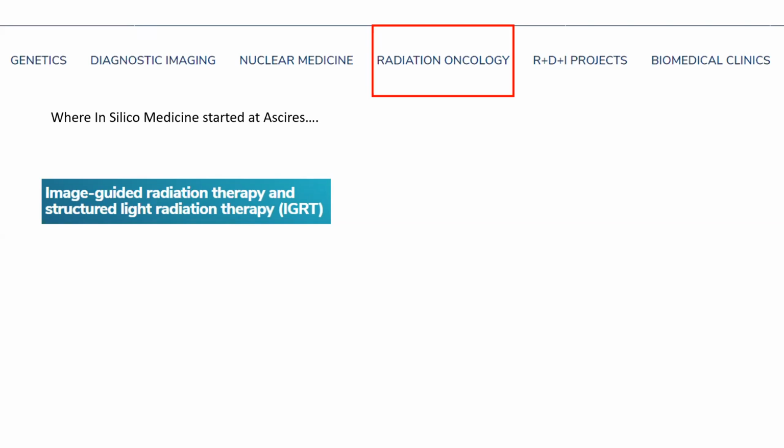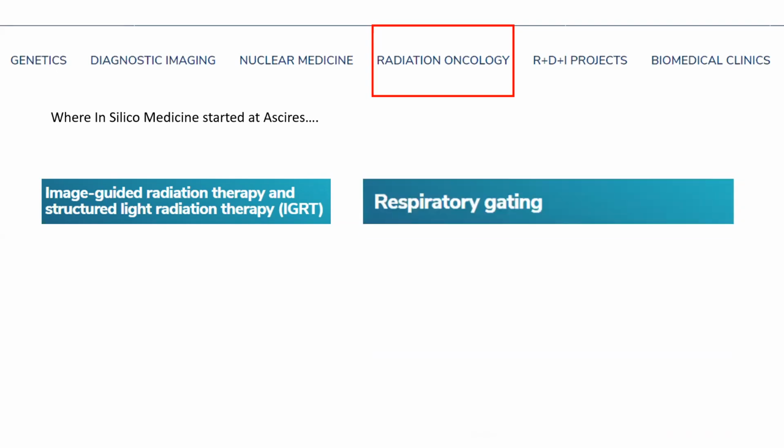The main kinds of treatments that use in silico technologies are IGRT, image-guided radiation therapy, in which we perform all radiotherapy treatments, both curative and palliative, with guided imaging, improving precision and accuracy and allowing greater control of the disease. Another is respiratory gating, an advanced technique capable of synchronizing the administration of radiotherapy with the patient's breathing to destroy cancer cells with no effect on healthy tissue.